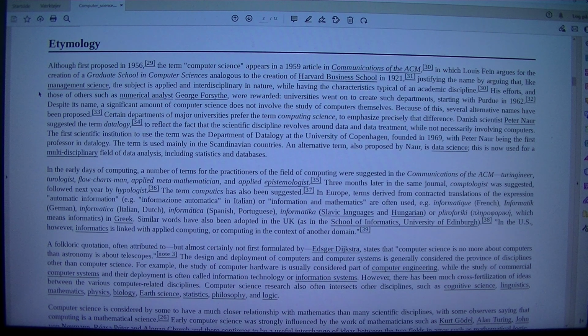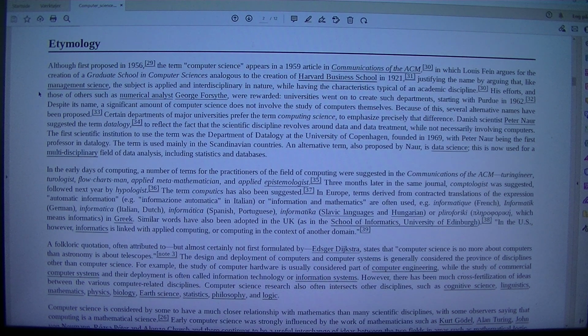The first scientific institution to use the term was the Department of Datalogy at the University of Copenhagen, founded in 1969, with Peter Naur being the first professor in datalogy. The term is used mainly in the Scandinavian countries. An alternative term, also proposed by Naur, is data science. This is now used for a multidisciplinary field of data analysis, including statistics and databases.